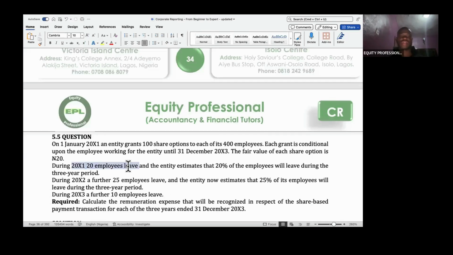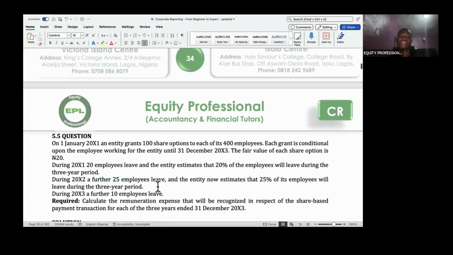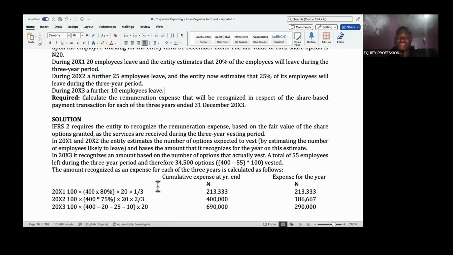Because 20 actually left in year one, 25 left in year two, 10 left in year three. So a total of 55 left over the 3 years. So 345 actually vests. Okay, fantastic. So you all got it. So that's the only thing that is changing there. Every other one is just static.